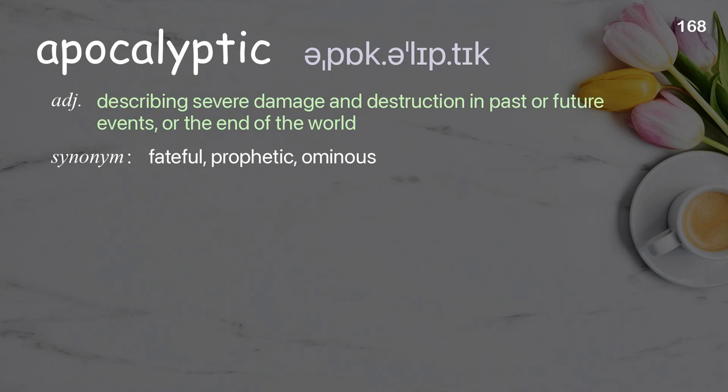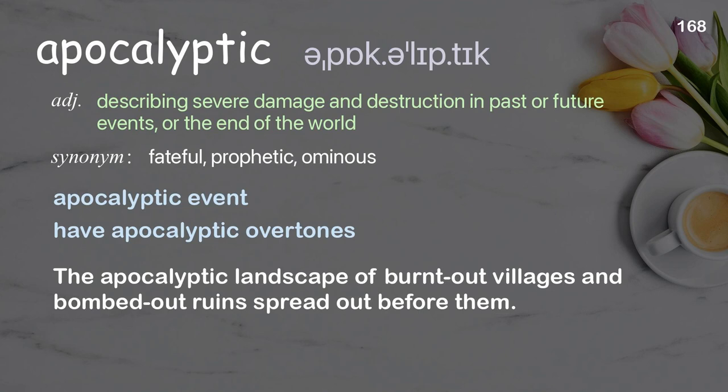Apocalyptic: describing severe damage and destruction in past or future events, or the end of the world. Examples: apocalyptic event, have apocalyptic overtones. The apocalyptic landscape of burnt-out villages and bombed-out ruins spread out before them.